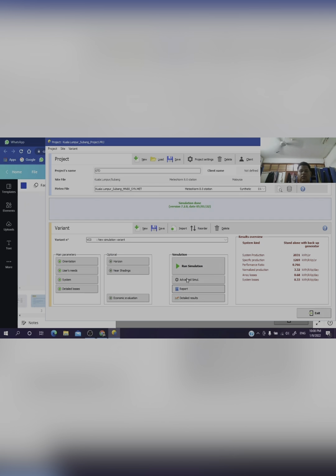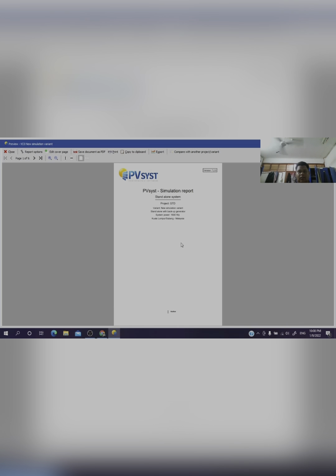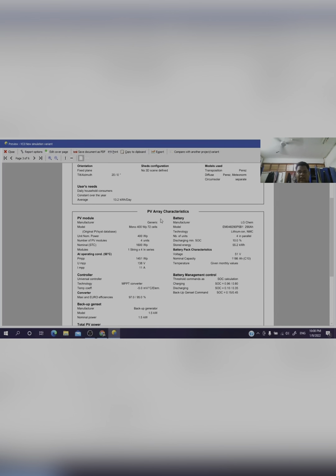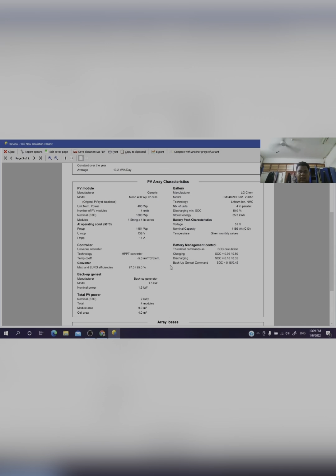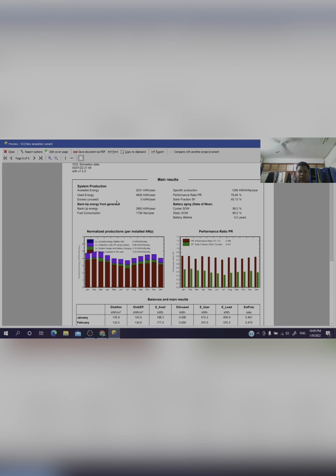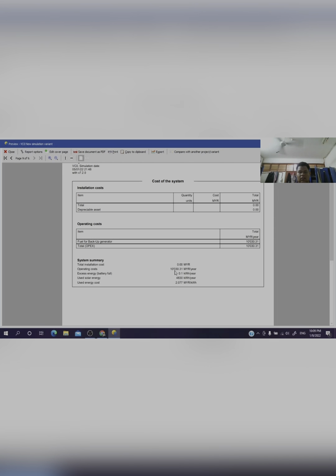I already said, so we're going to go to the report. So here is the report. You can see here the project summary and system summary. The PV characteristics I already talked about earlier. This is the daily user need. This is the main result. The available energy per year is 2,300 kilowatt, and the user need is 483 kilowatt. This is the loss diagram, and the cost is 10,030 ringgit. Okay, that's all for me.